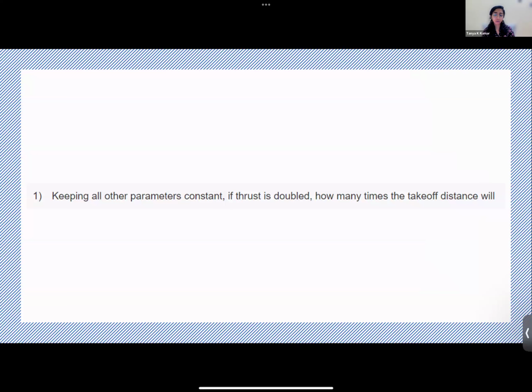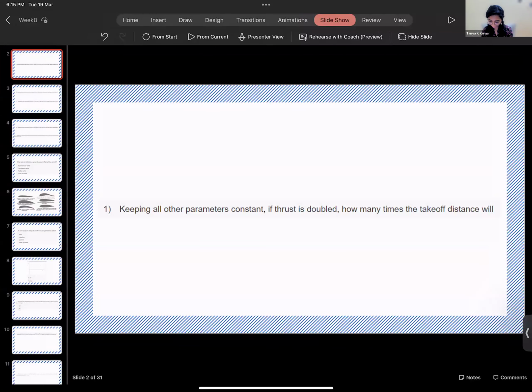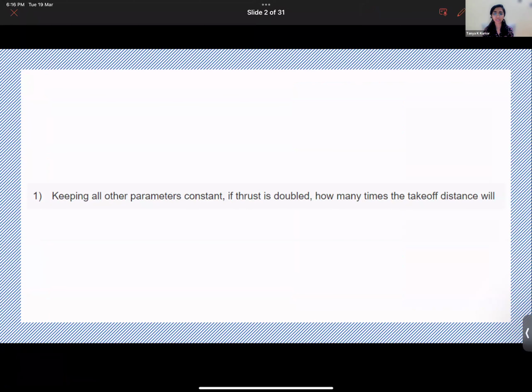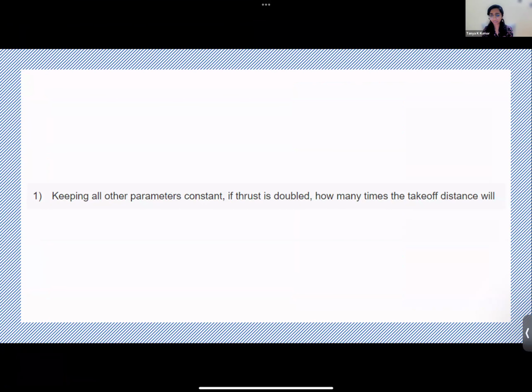Keeping all other parameters constant, if thrust is doubled, how many times will the takeoff distance be? In the previous week, we had seen the formula for takeoff distance, which was derived in the classes.